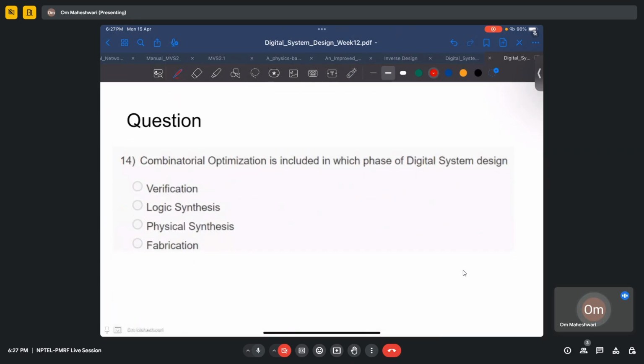The combinational optimization is included in which phase of digital system design? A. Verification. B. Logic synthesis. C. Physical synthesis. D. Fabrication.